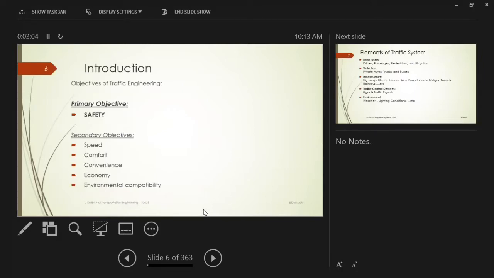what are the objectives of traffic engineering? Why do we have traffic engineering? The primary objective for traffic engineering is basically safety. So imagine an intersection without a traffic signal. How will things be? We'll have accidents, okay? If we look at it from that perspective, the primary objective for traffic engineering is safety. Then we have secondary objectives, which are speed, comfort, convenience, economy, and environmental compatibility.